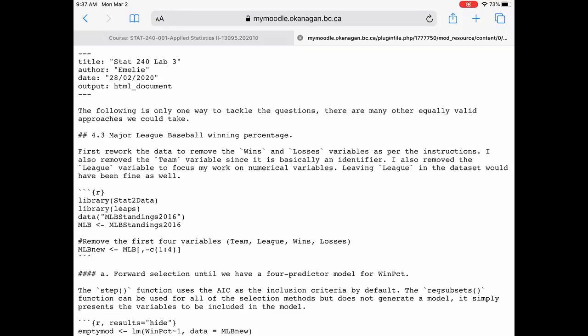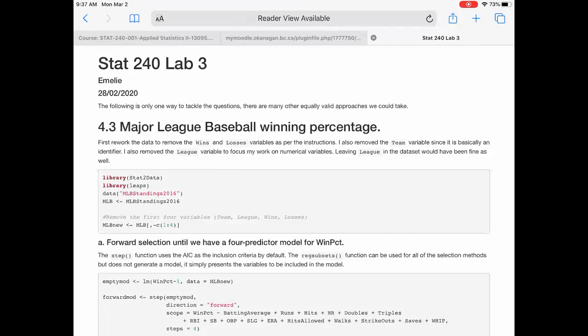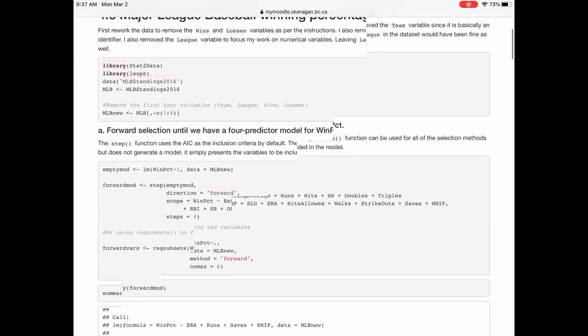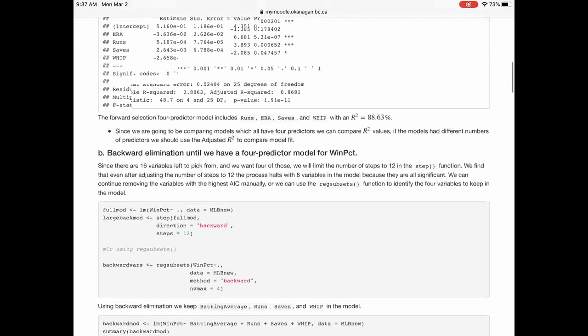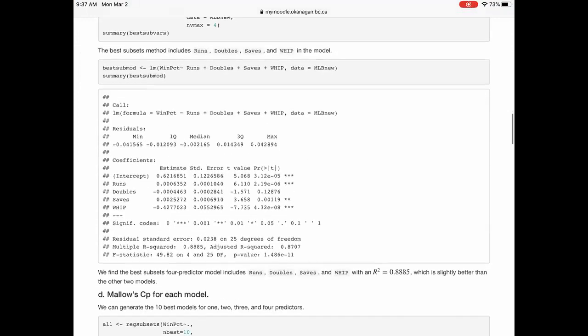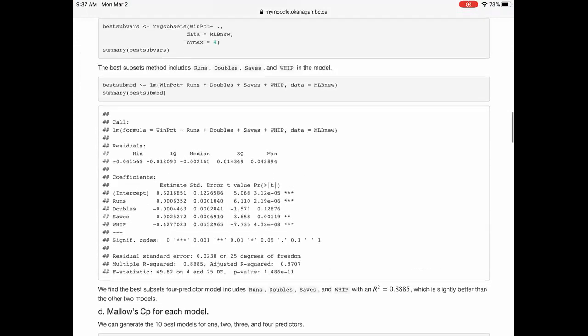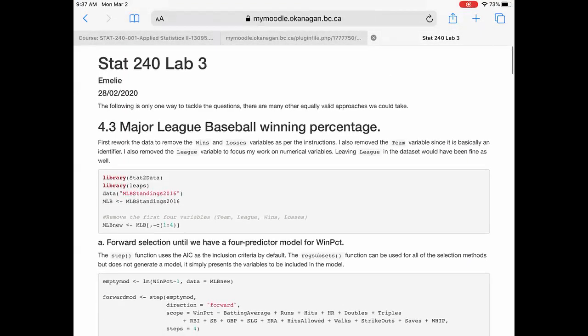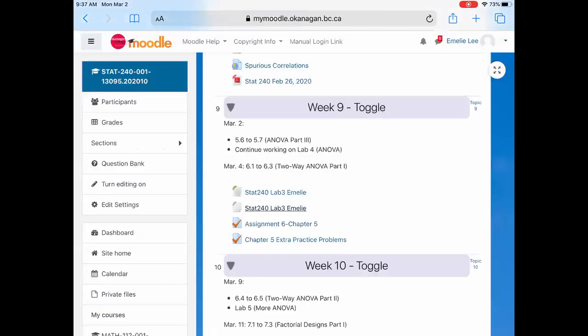Here I said that this is only one way to tackle these questions. I saw lots of different ways that work and are still good. So maybe have a look at that. And then here's the output that I got, just one of the ways, so you have some sort of guide.